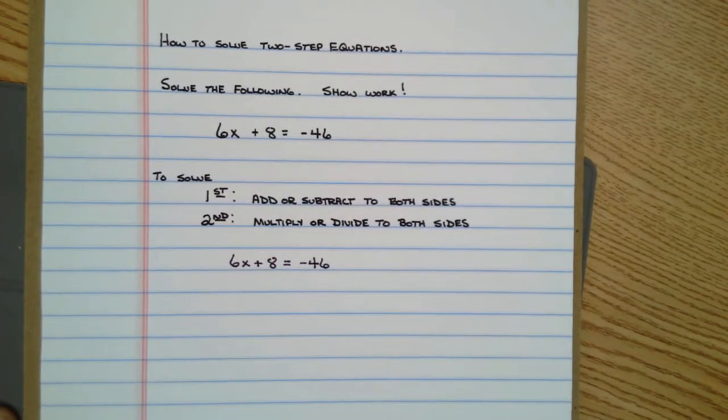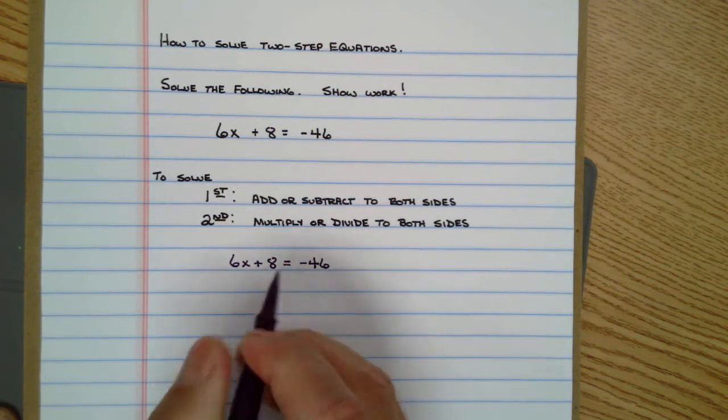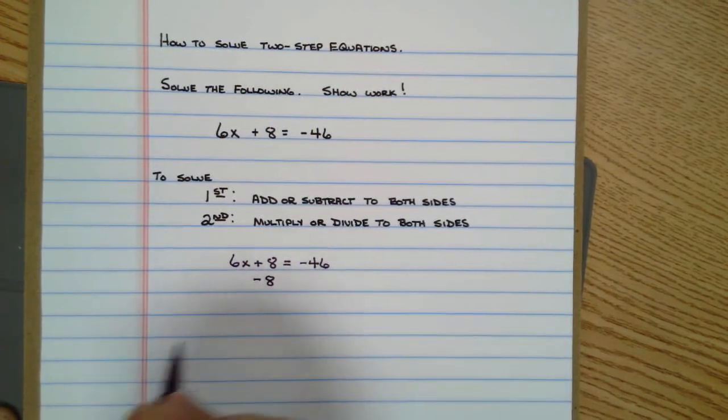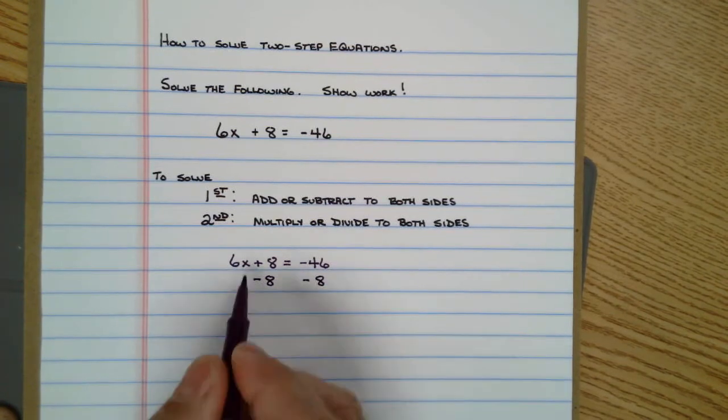First thing I do is write down my equation. Then I need to do my adding and subtracting first. I look at the side that the variable is on, and I need to get rid of any adding and subtracting. Remember, if a number is sitting right by the variable, that's multiplying. The opposite of positive 8 is negative 8. What I do to one side, I have to do to the other side.